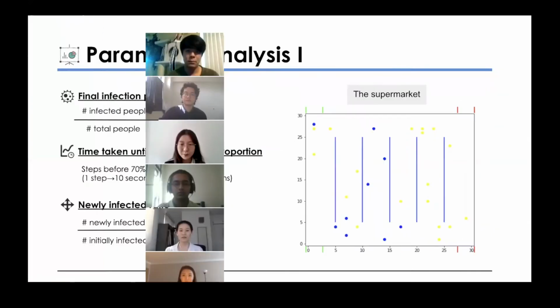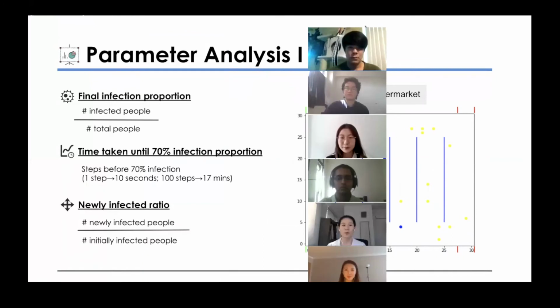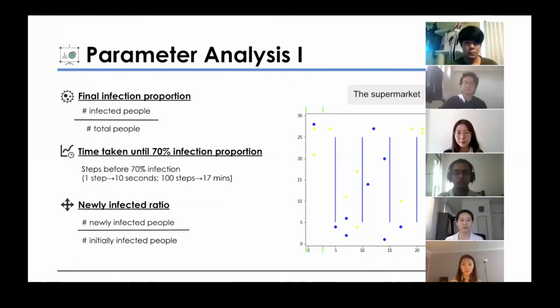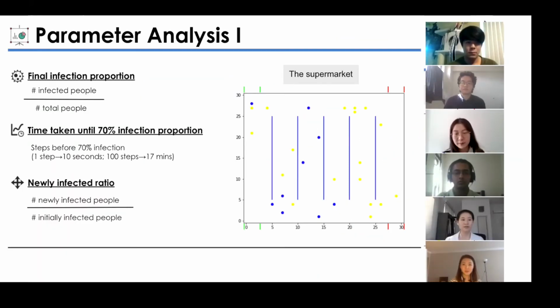So here is a visualization of our final model. We choose 3 metrics to evaluate the 4 parameters. The first metric is the final infection proportion, which is calculated by the number of infected people over the number of total people. The second metric is time taken until 70% infection proportion. And the last metric is newly infected ratio, which is calculated by the number of newly infected people over the number of initially infected people. That is how many people get infected by a single originally infected person.